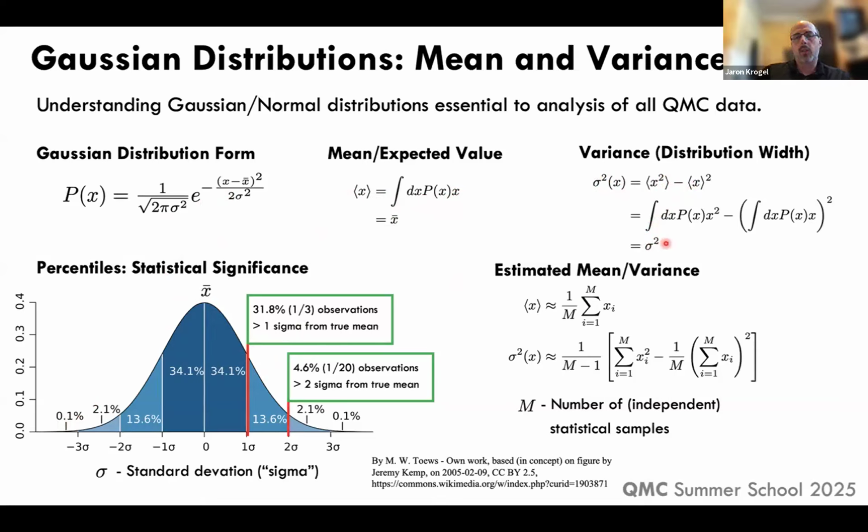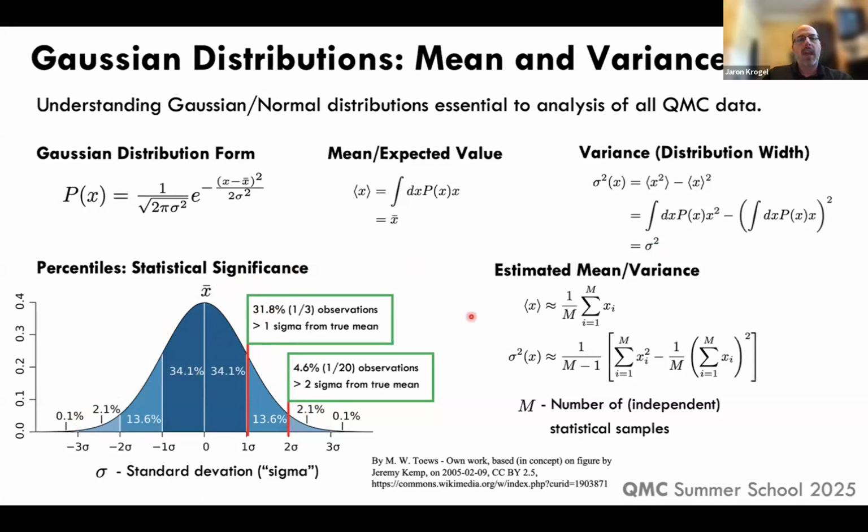Importantly, the variance is non-negative. It's greater than or equal to 0. And its square root, just sigma on its own, the standard deviation, gives you a measure of the width of the distribution. So over here, looking at the distribution, you can think of percentiles as measures of statistical significance. So if you have independent samples that are sampled from a normal distribution, then about 1/3 of them will fall away from 1 sigma of the true mean, and about 5% or 1 in 20 observations will fall outside of 2 sigma from the mean.